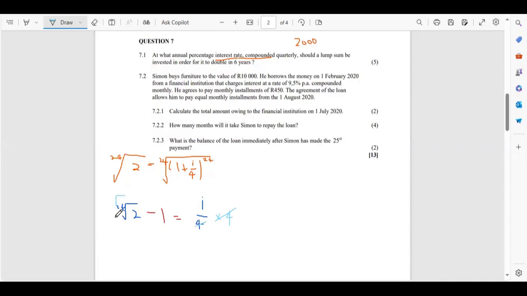Now here, just put brackets here. And also when you do this into your calculator, place brackets and say this is multiplied by 4. All right. Now, punching this into your calculator, your I should be equal to 0.1172. And because you're looking for a percentage, you need to multiply this by 100 so that your interest should be equal to 11.72%.